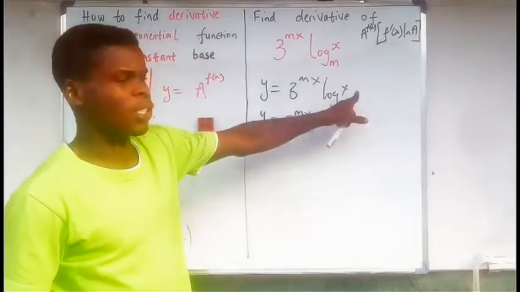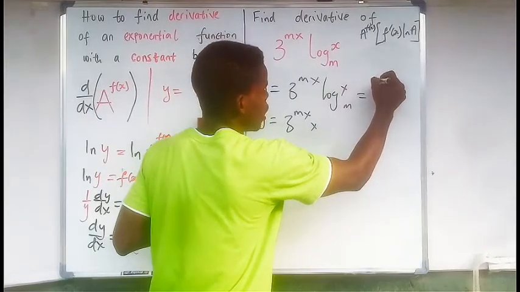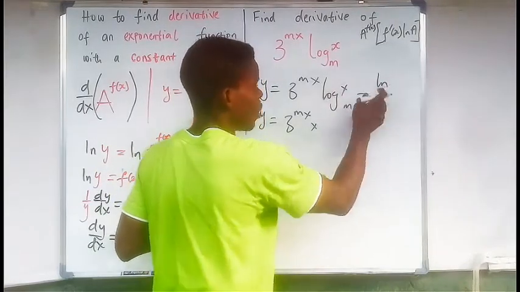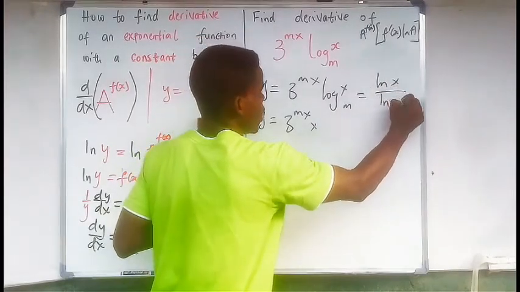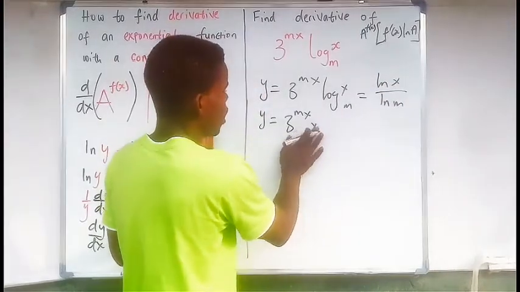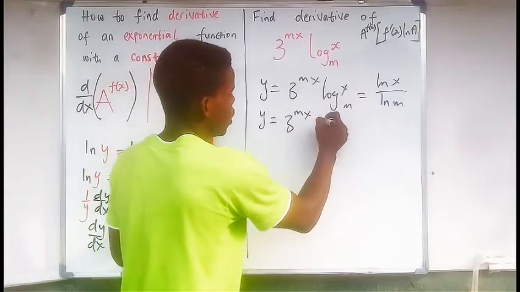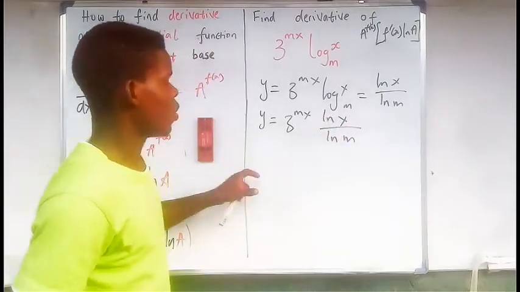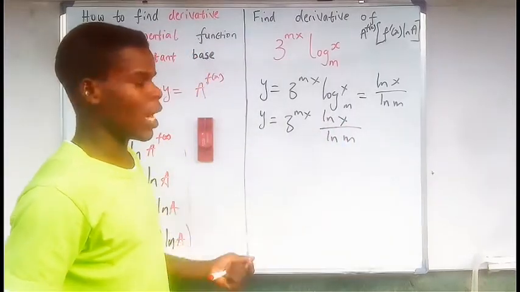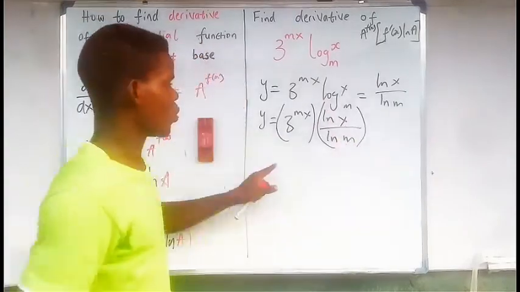Now, I'm going to apply change of base here. You know, log of x to base m can be equal to ln, I'm going to change the base to base e. So that will become ln x over ln m. So this is just 3 raised to the power of mx times ln x over ln m. Okay, so from here, I'm going to apply the product rule to differentiate both of these.